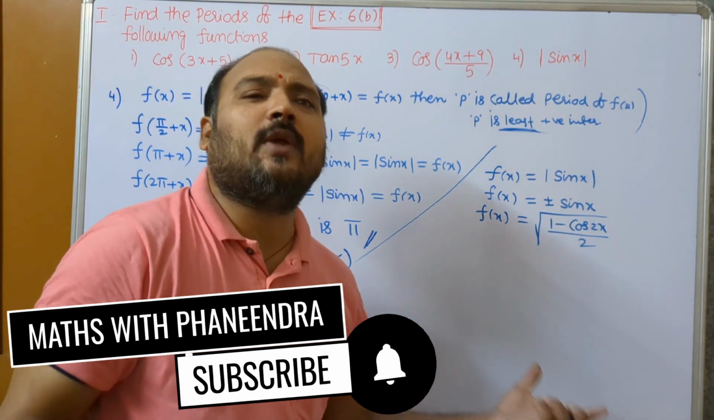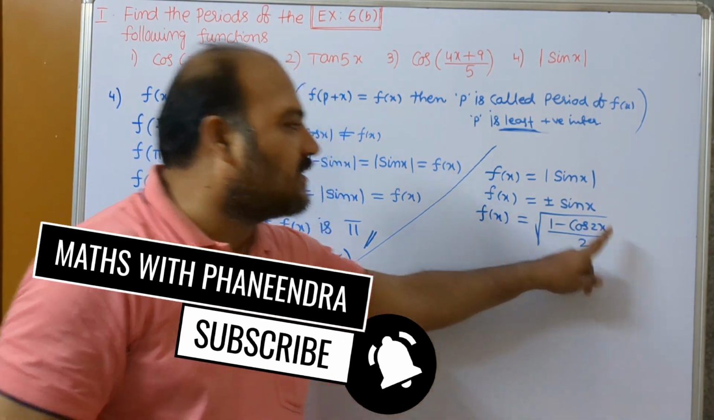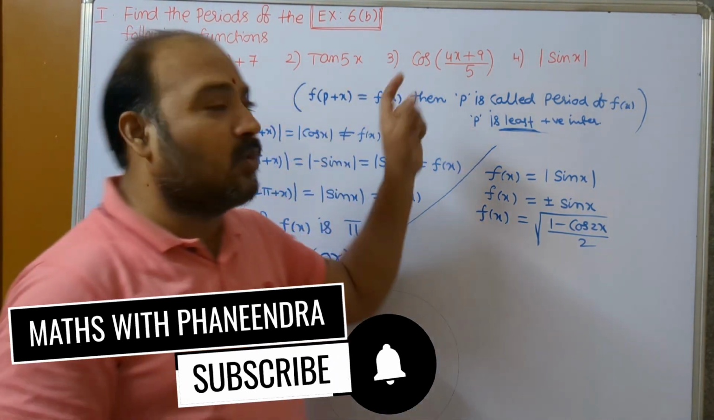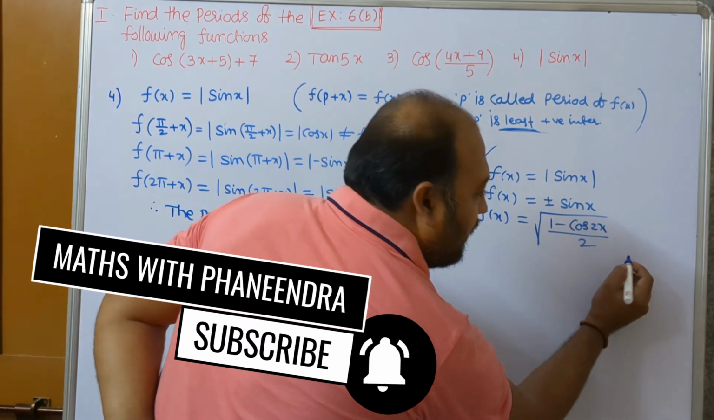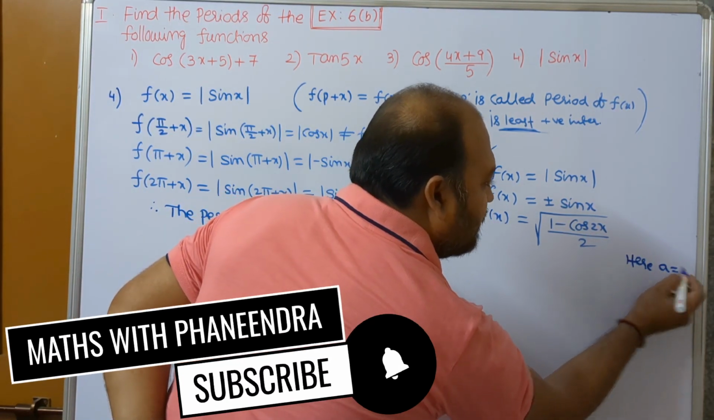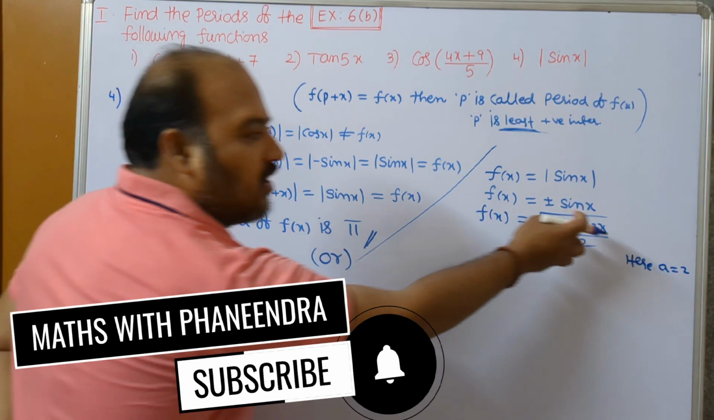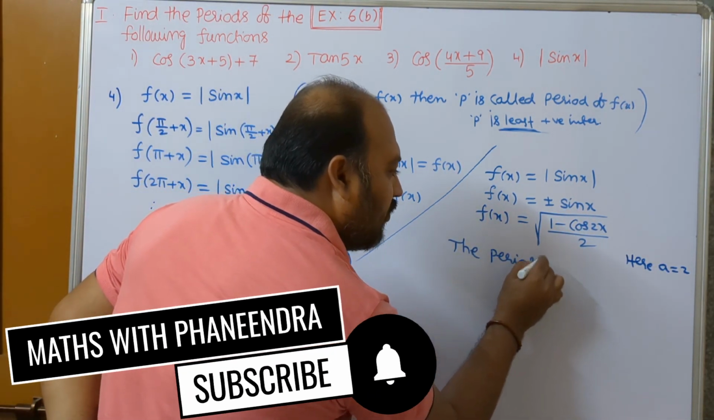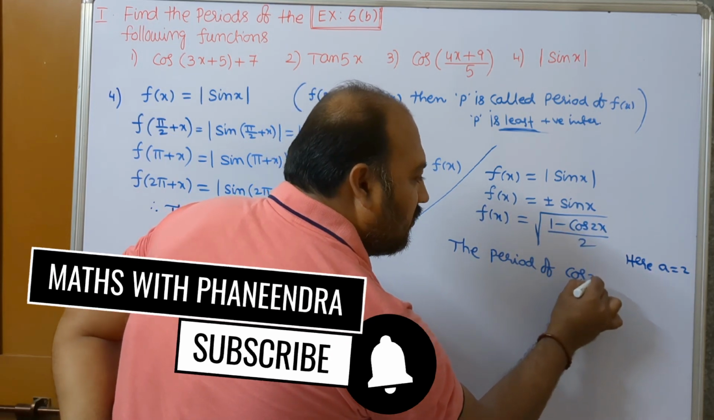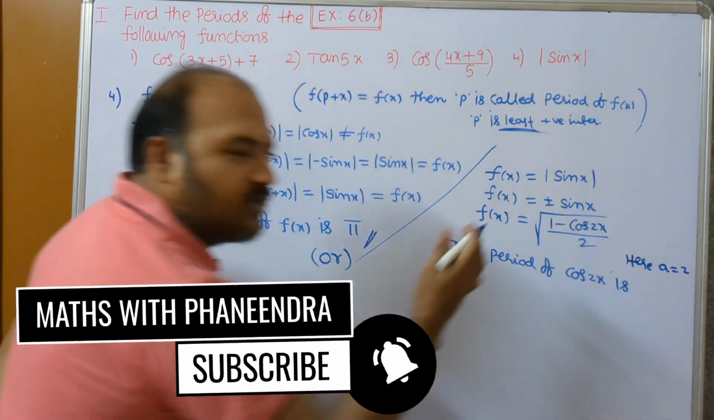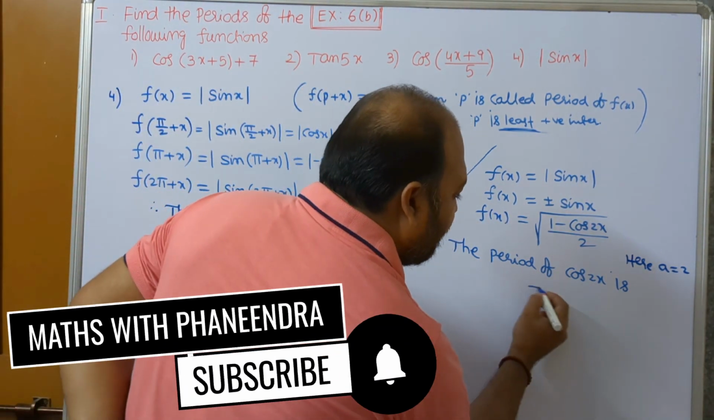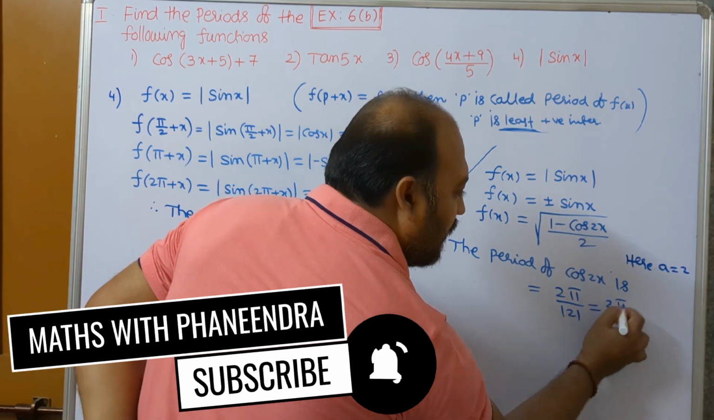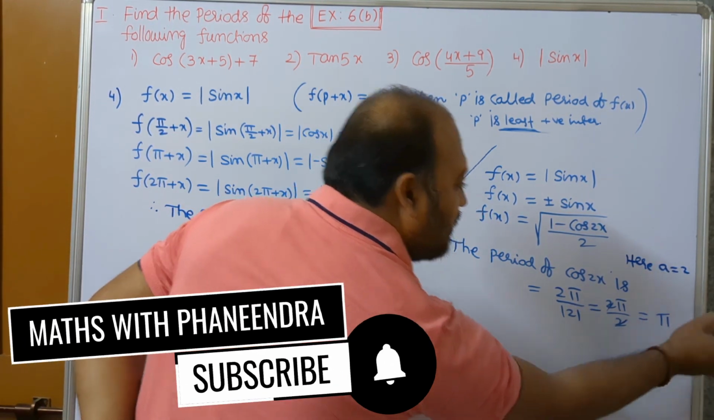So for this function, how to calculate? Here it is of the form cos ax. We already discussed this in the answers to questions 1 and 3. Here the coefficient of x, a, is equal to 2. So what is the period of the cos 2x function? It is 2 pi by a, that is 2 pi by 2. The 2 gets cancelled. We are getting the answer pi.